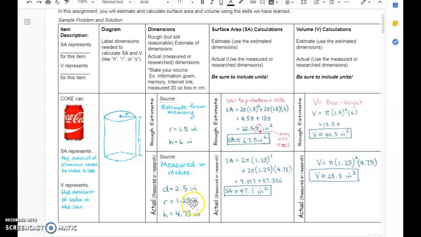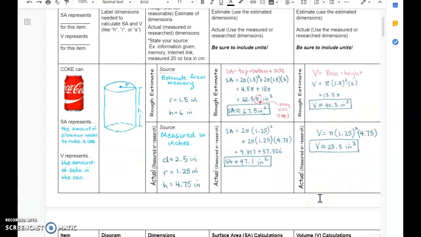So it was my estimation, and the actual was a little bit off, but that's not too far off. So I'm good with that. And for surface area, using the actual measurement, I found the surface area and the volume. And you could even do a quick comparison of the actual volume versus your estimation.